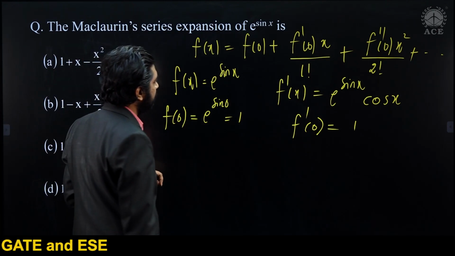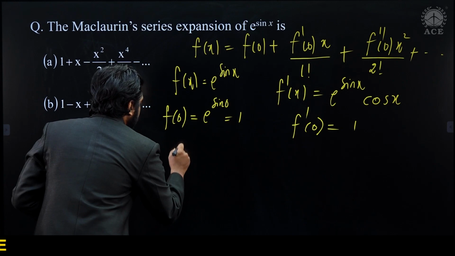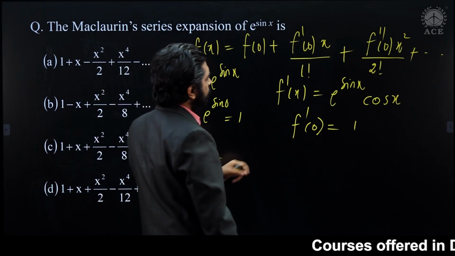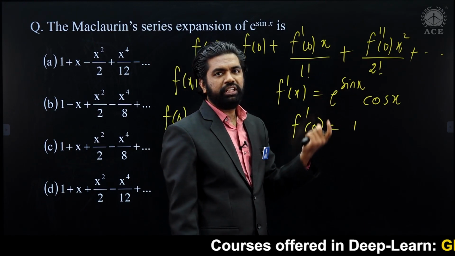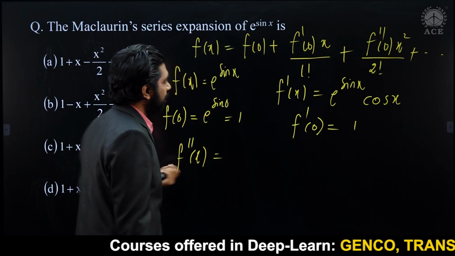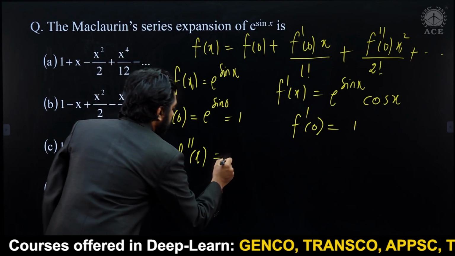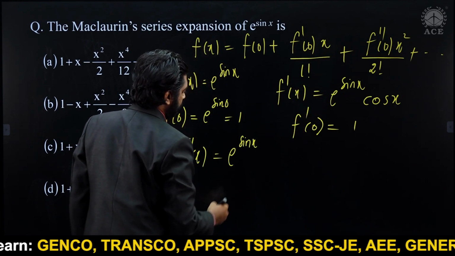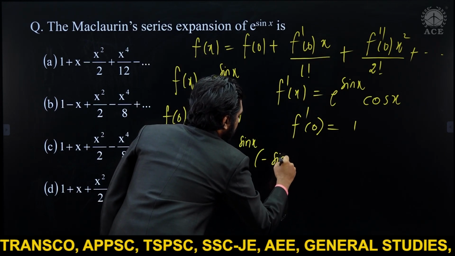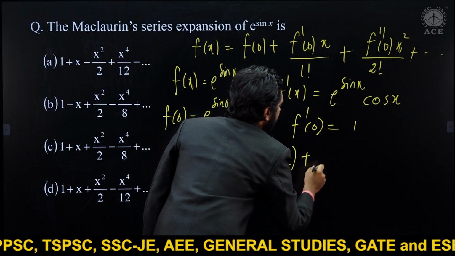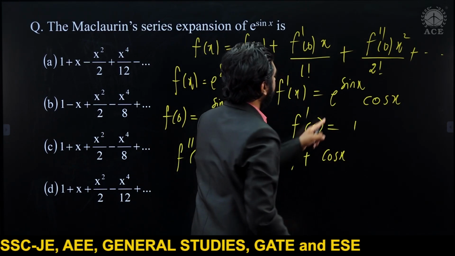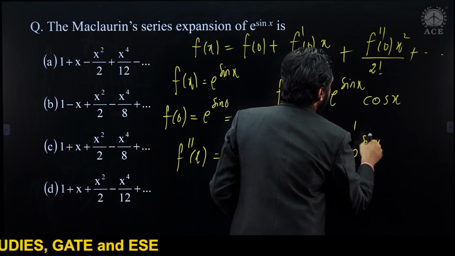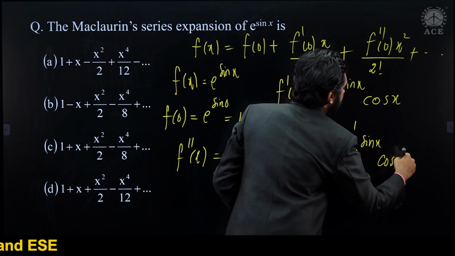For that I'm finding the second derivative. This is like u into v, so you need to use product rule. I'll keep e power sin x as it is and take the derivative of cos, which is minus sin. Now I keep cos x as it is and take the derivative of this quantity. E power sin x into the derivative of sin x, that is cos x.